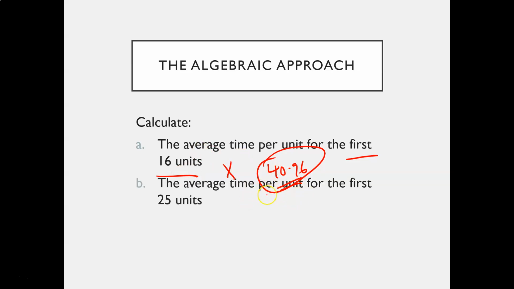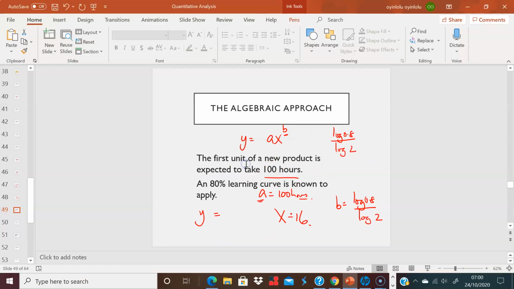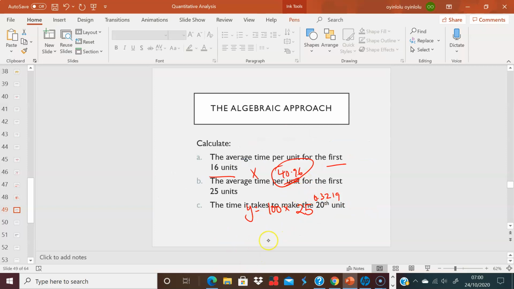And I can do the same thing for the average time for the first 25 units. So you do exactly the same thing, where y is equal to, I know a is 100, times x, which is 25 this time. And I know what my b is. My b is minus 0.3219. I'm just going to approximate that now. So literally, go to your calculator. Let me go very quickly to that calculator again and do it. I found b already, so there's no need for me to do b again. It's minus, by the way, minus 0.3219.